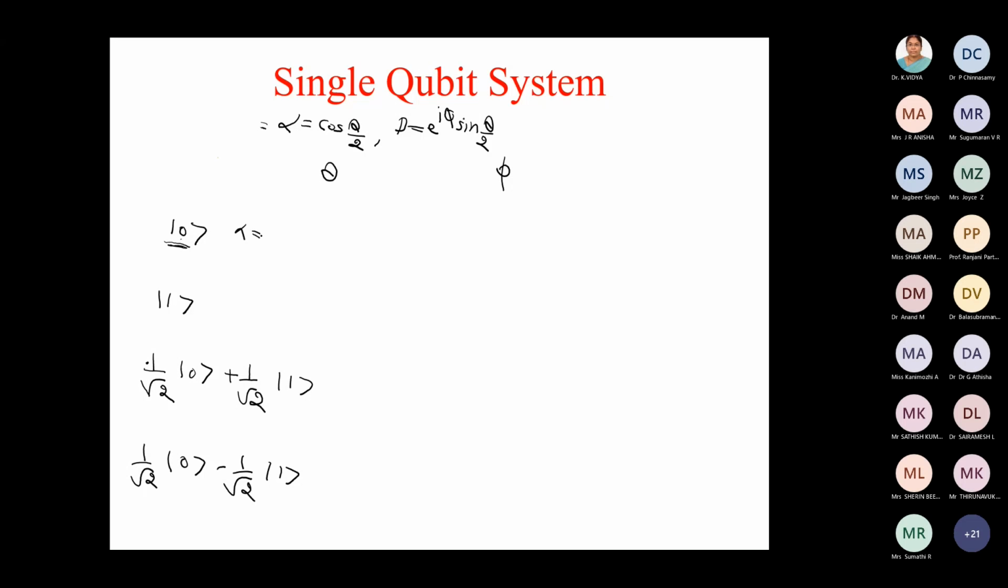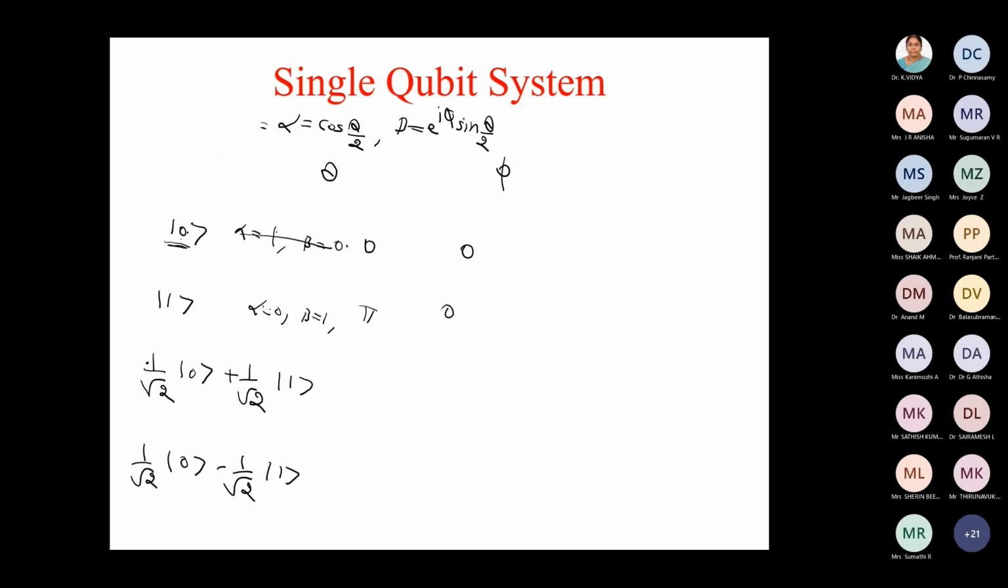What is alpha here? This state is 0, so alpha is 1 and beta is 0. So we know the value of alpha and beta, and we can plug this here and determine theta. So what will be theta and phi? In this case, theta will be 0 and phi will also be 0. In the case of state 1, alpha is 0 and beta is 1. So we will put the value 0 here, and then we come to know that theta is pi, and again phi will be 0 only.